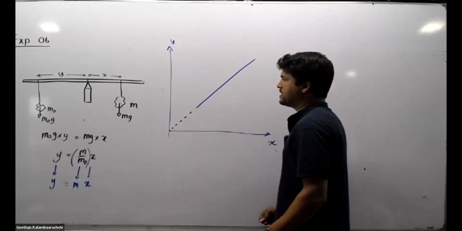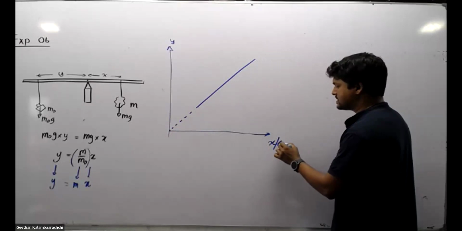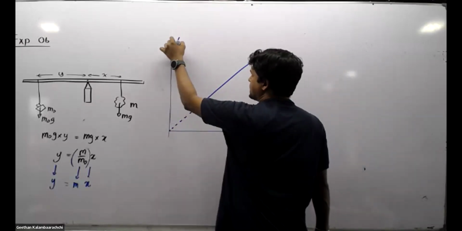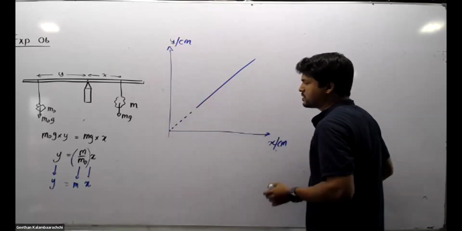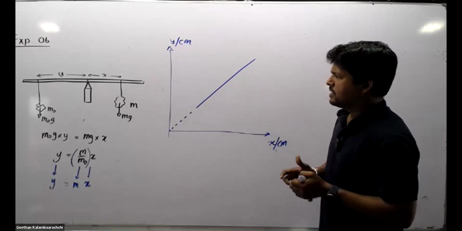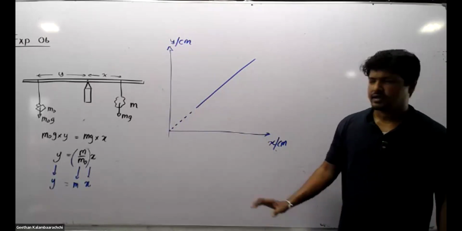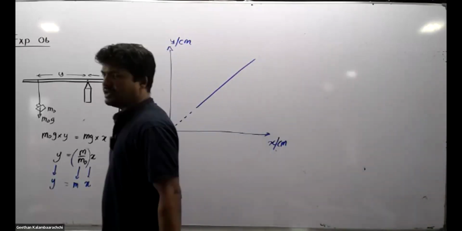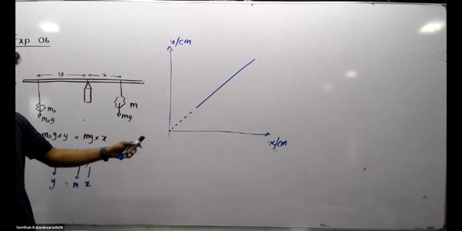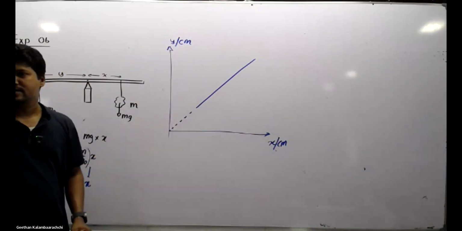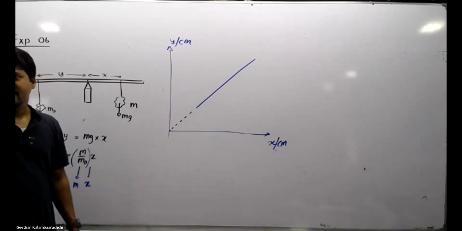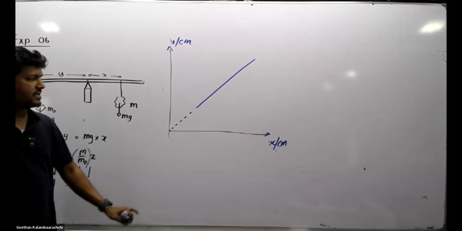Now in this graph you can see the x-axis is in centimeters. Usually mark both lengths in centimeters. You can see that this part of the graph is a dotted line. Why do you draw that in dotted lines?